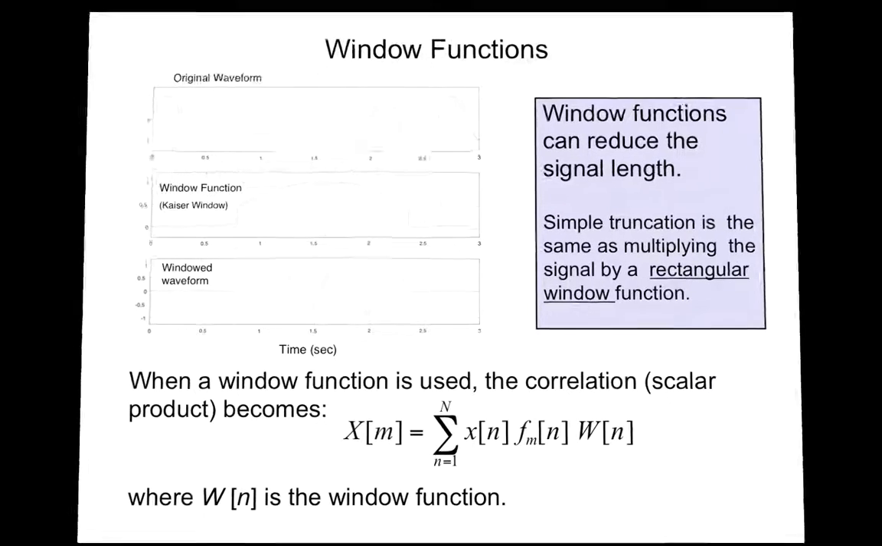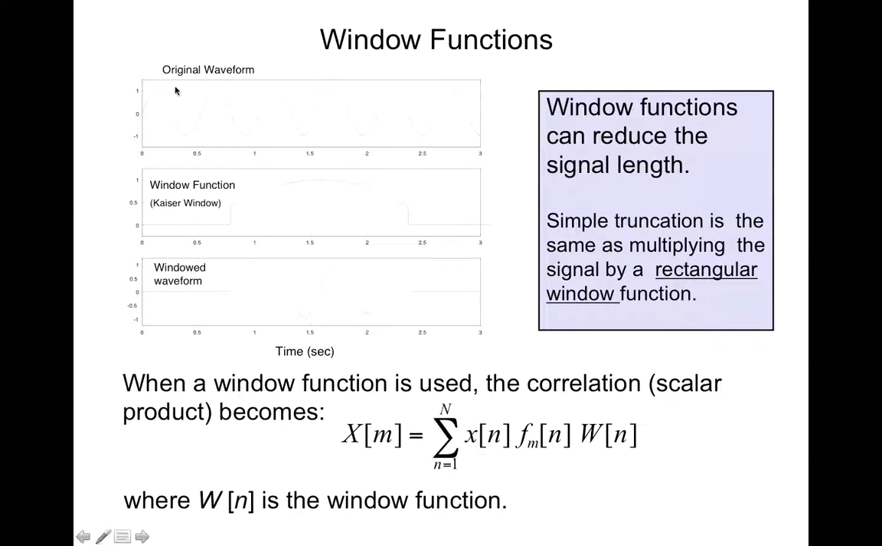So here's an example of a waveform, and if we need to reduce the size of the signal, we can use a windowing function, and this example is a Kaiser window. So we're taking this waveform and we're multiplying it by this waveform, so that basically our windowed waveform is going to be much smaller. And so now basically what happens is the correlation becomes the correlation of our signal, the correlation of our basis function, and then the windowing function is included in there because, remember, it multiplied the signal.